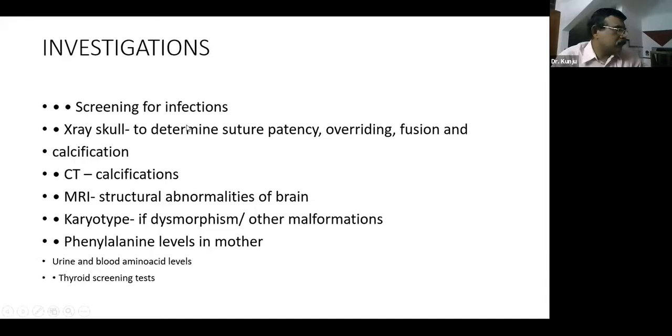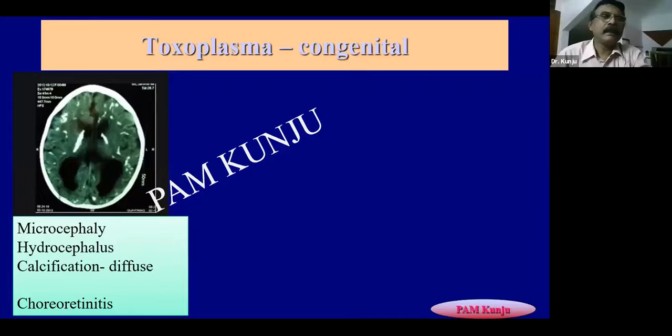These are the two things we have to remember in investigations. Either you have to do a CT scan if you are expecting a calcification to be seen. So here you see there is a diffuse calcification and there is hydrocephalus also. This is one situation where microcephaly and hydrocephalus will occur together, in congenital toxoplasmosis syndrome. The triad of toxoplasmosis is microcephaly, hydrocephalus, and diffuse calcification. But along with that, if you are telling a tetrad, then chorioretinitis also can be included.